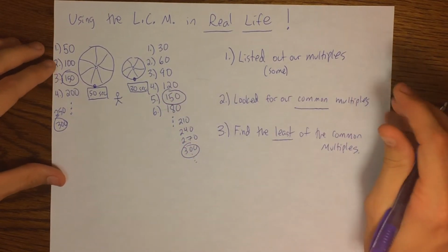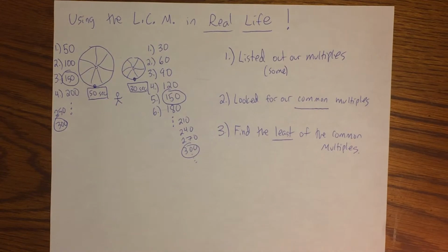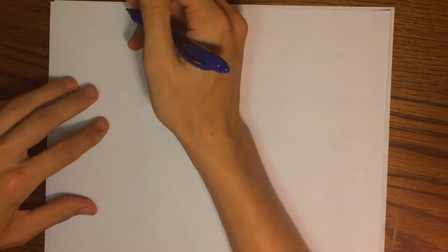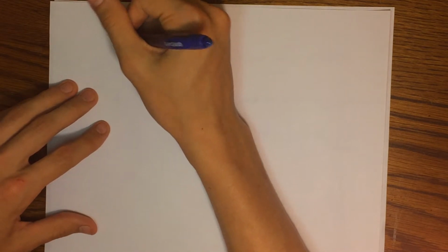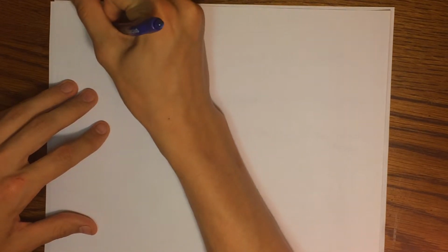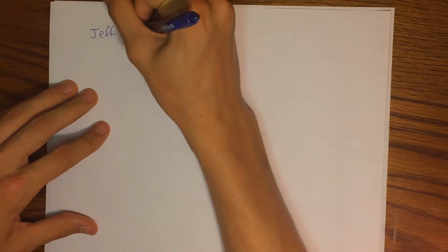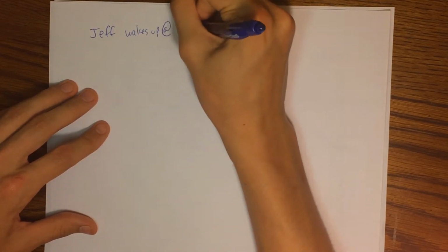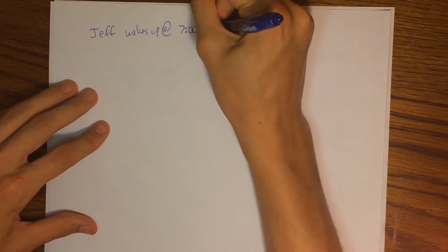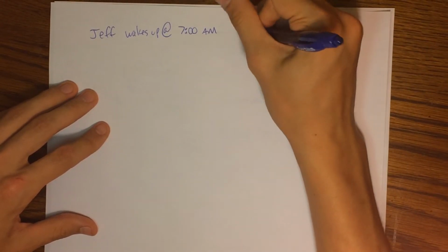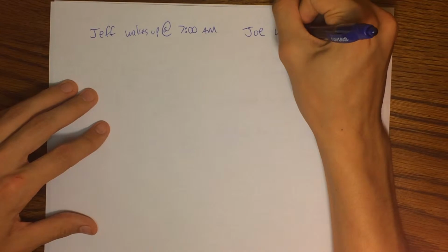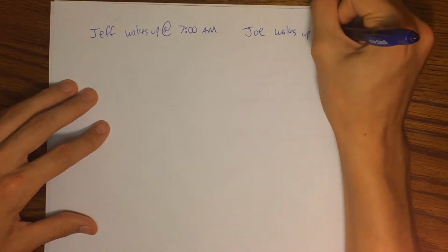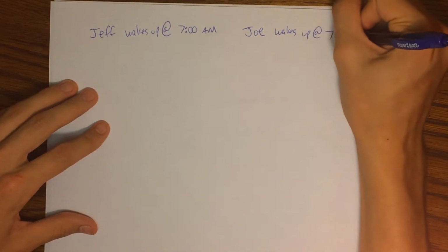Okay? So let's look at another example here. In this example, we're going to look at an alarm clock. Okay, so let's say Jeff wakes up at 7 o'clock in the morning, a.m. Okay? Joe wakes up at 7 o'clock as well.